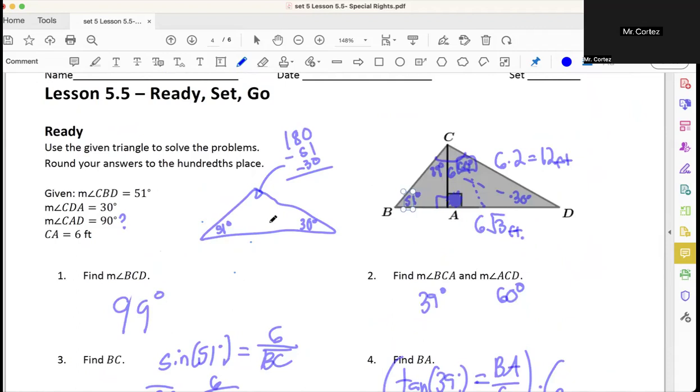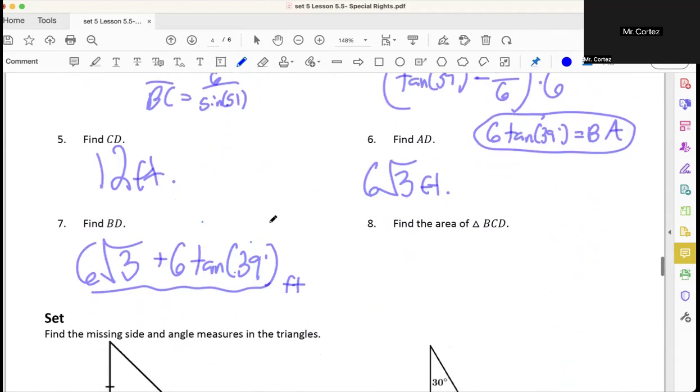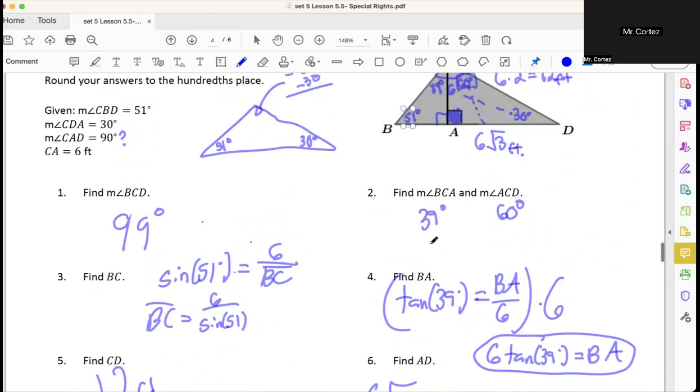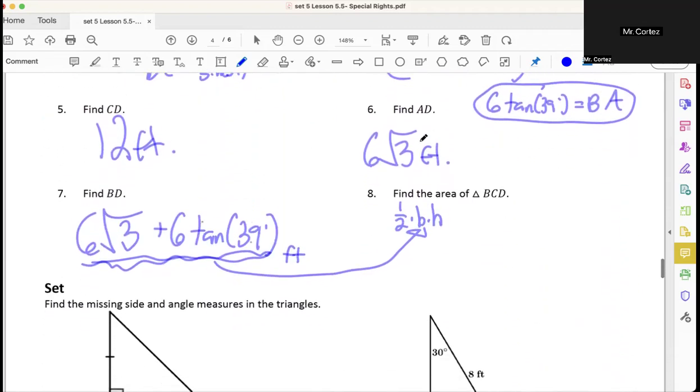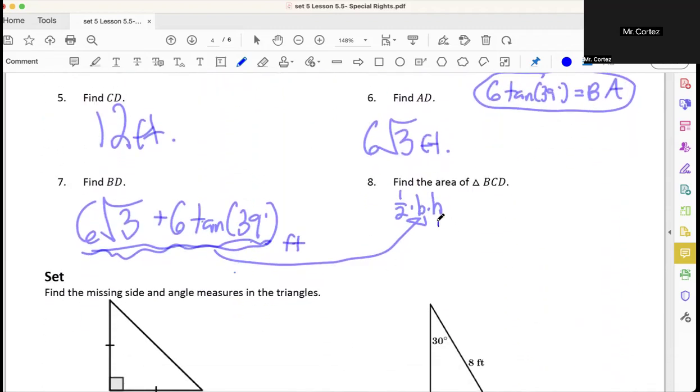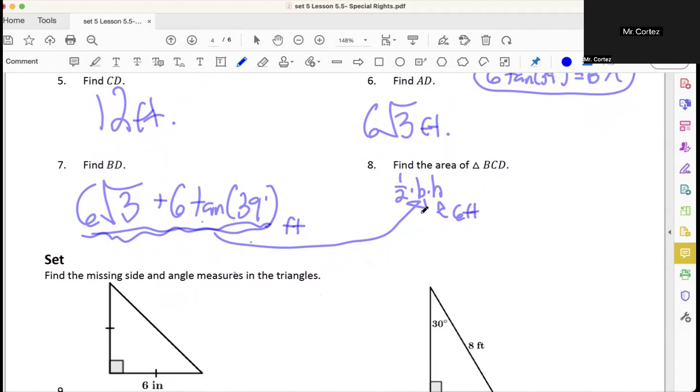Well, you know you have your height of 6. So naturally, still doing 1/2 base times height. This is actually the whole base, is it not? That's the part that's just kind of lying here. And that was the 6√3 plus this tangent, 6 tan of 39. So that can be your base, and then your height is just 6. So just plug and chug for that. I'll leave that to you.